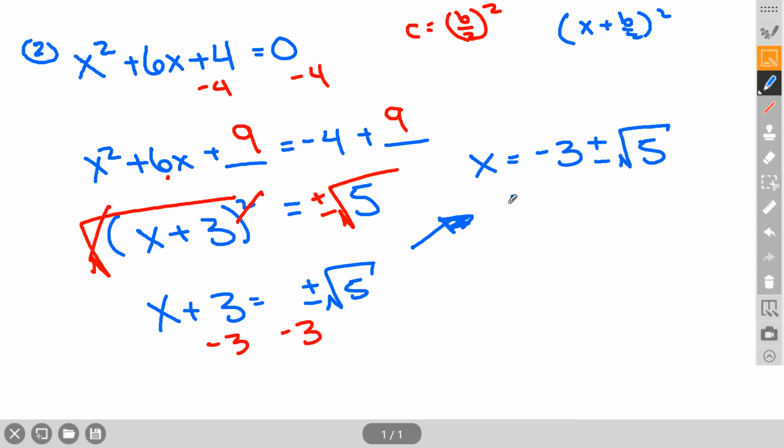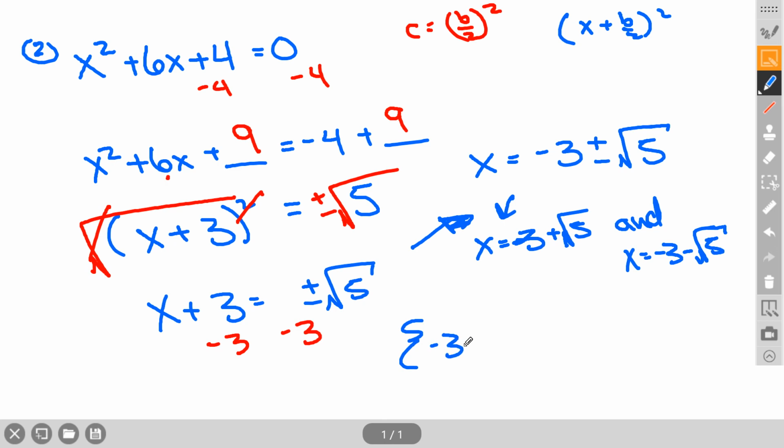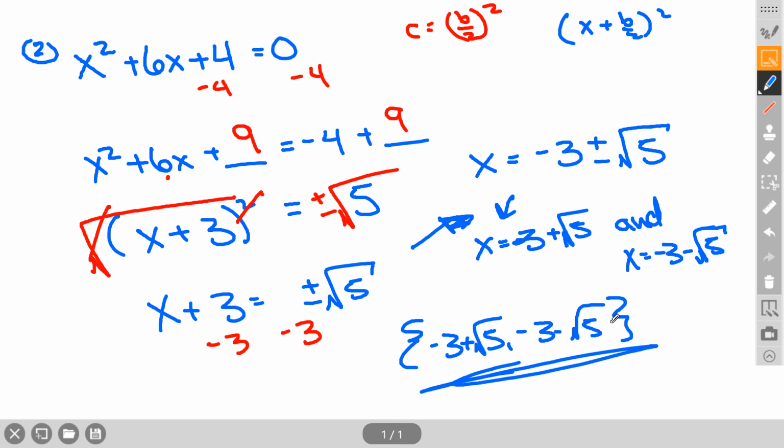This would provide me with two solutions. X equals negative 3 plus the square root of 5, and x equals negative 3 minus the square root of 5. This could also be written as a set. Negative 3 plus square root of 5, negative 3 minus square root of 5. This one would not have been factorable.